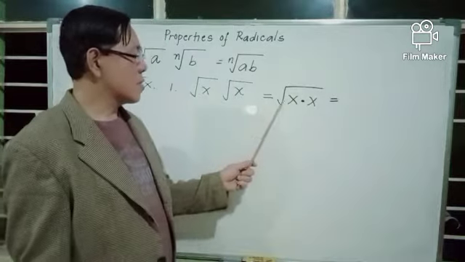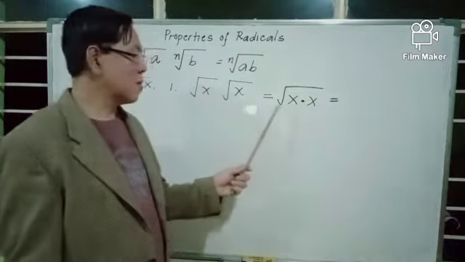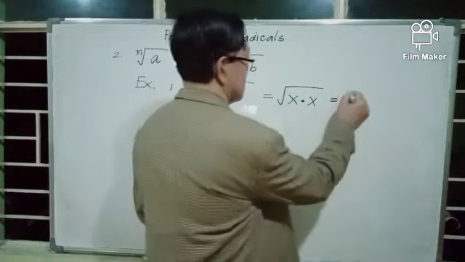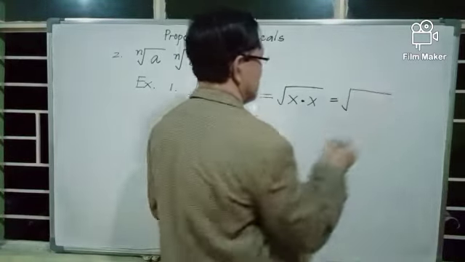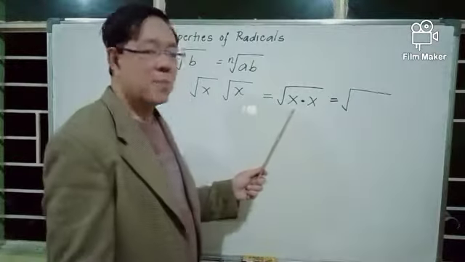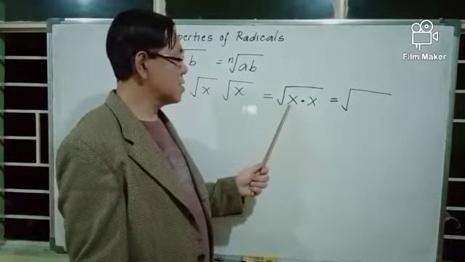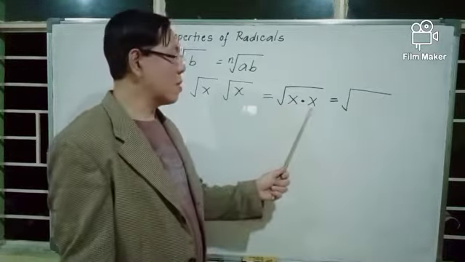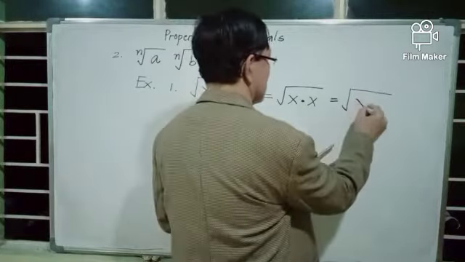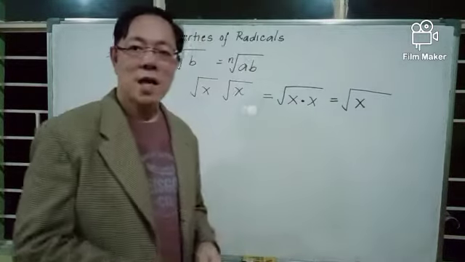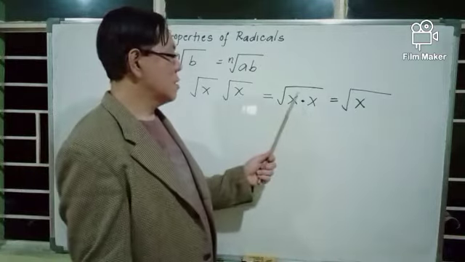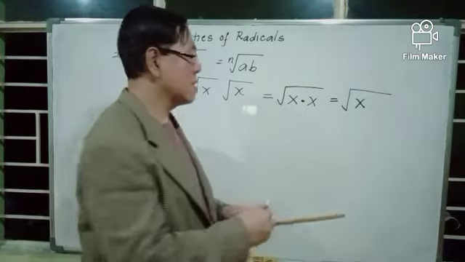So this square root of x multiplied by x is equal to the square root of, by property of exponent, if you have the same base, copy the common base and add the exponents. 1 here plus 1 here is 2.